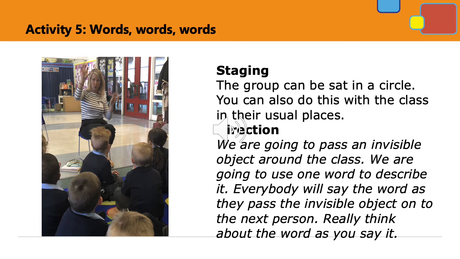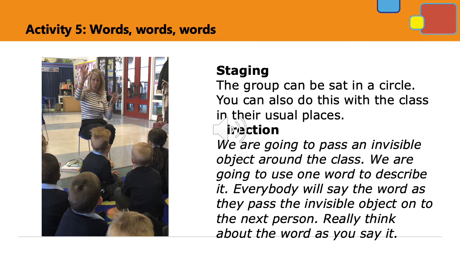Activity 5. Words, words, words. Now you could have the group sat in a circle. That can be complicated though in some classes if you've got a small space or lots of things to move. If this is the case, you can just do it with your class sat in their usual places. Direction. Say to them, we are going to pass an invisible object around the class. We're going to only use one word to describe it. Everybody will say the word as they pass the invisible object on to the next person.